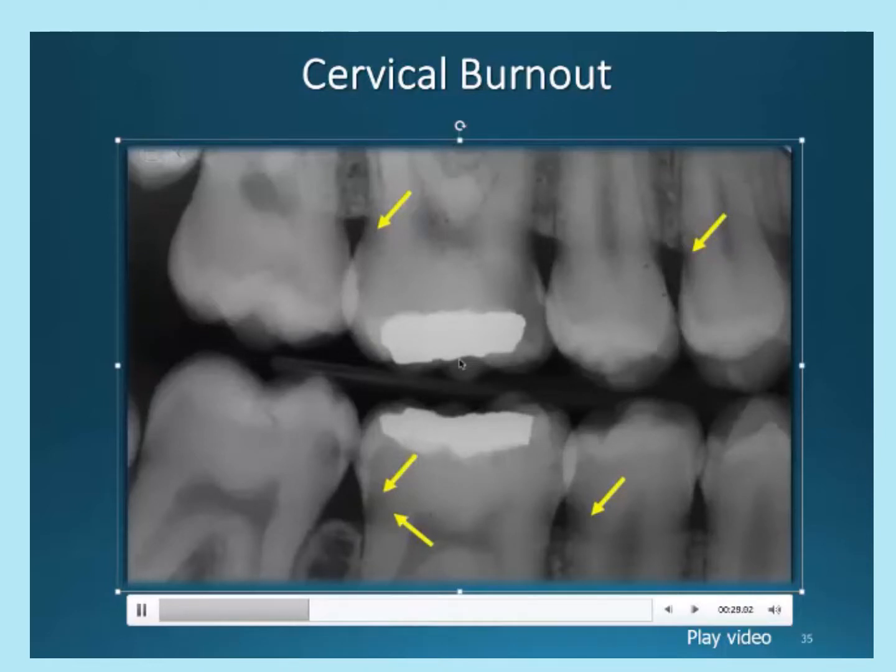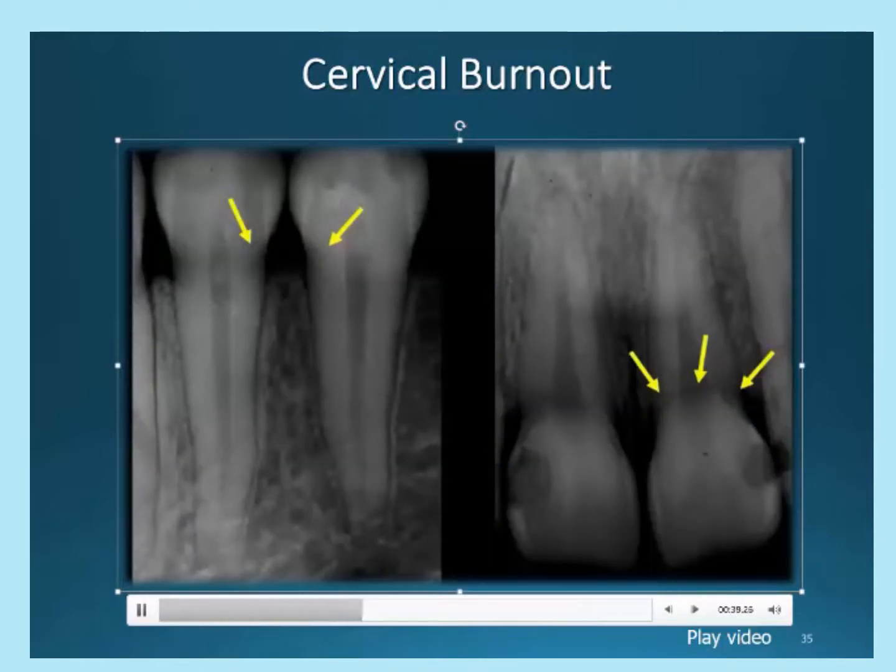Cervical burnout may have the appearance of a fan-shaped, diffuse, and ill-defined radiolucency associated with posterior teeth, shown in the illustration to your left. Or it may take on the appearance of a diffuse and ill-defined banding in the cervical region of anterior teeth, as shown in the illustration to your right.